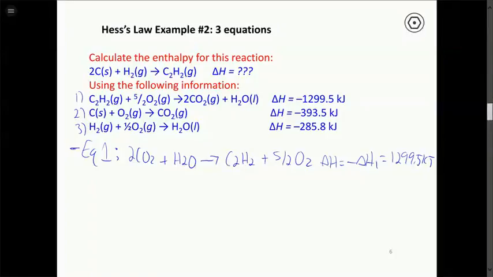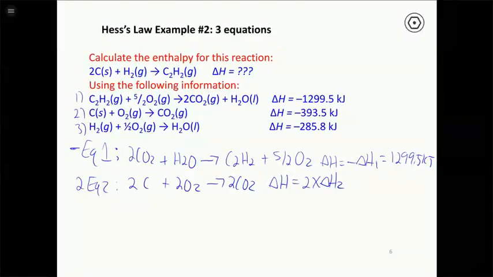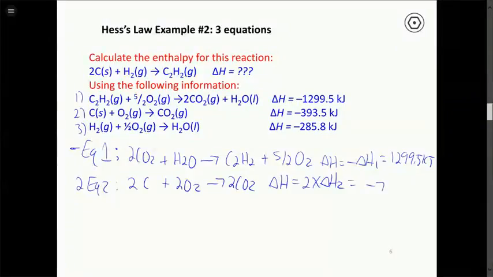For the second equation, we see that we have carbon as a reactant, and our overall equation has 2 carbons as a reactant. So we're going to double the second equation to make sure that when we add them all together, we have 2 carbons on the reactant side. So we're going to take this one and we're going to double it. So we get 2 carbons plus 2 O2s to form 2 CO2s. And the enthalpy change for this modified equation is going to be double that of delta H2. All right, so we've doubled the second equation, so we're going to double its delta H accordingly. And we get minus 787 kilojoules, 393.5 times 2.